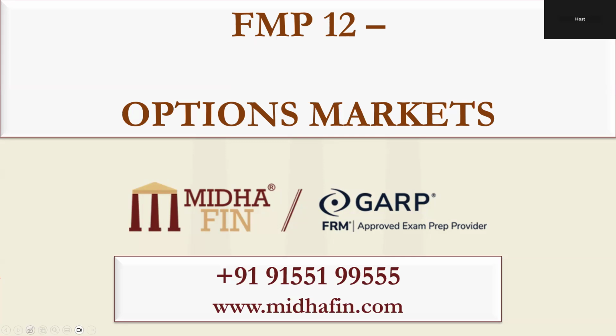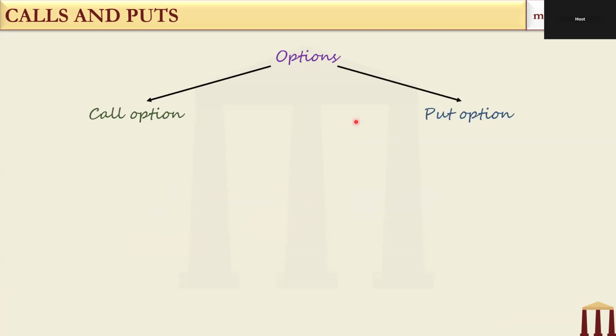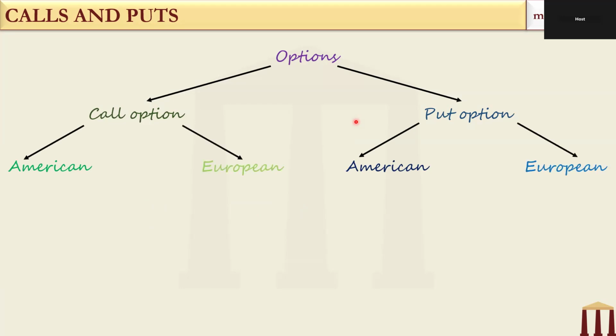Okay, so we'll start with FMP 12, options markets, and we'll take forward from Introduction to Derivatives, where we had introduced options earlier. We'll see the details in this chapter. Now, we have seen that there are two kinds of options: call option and put option. Both can either be American options or European options.